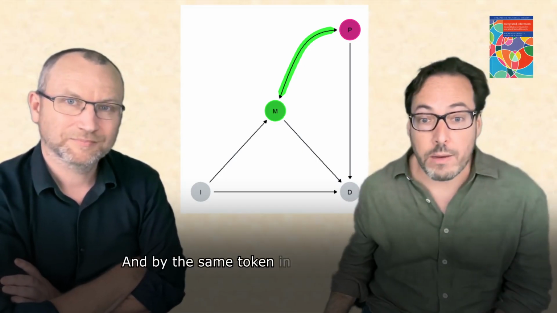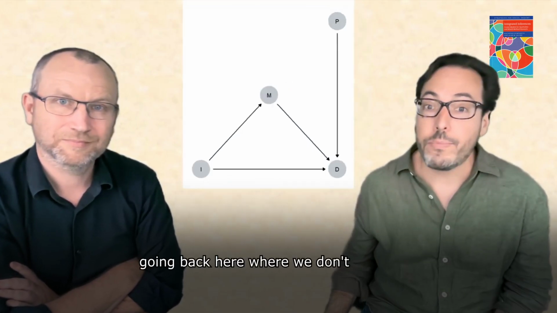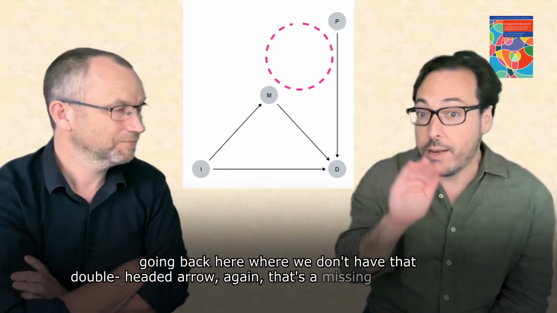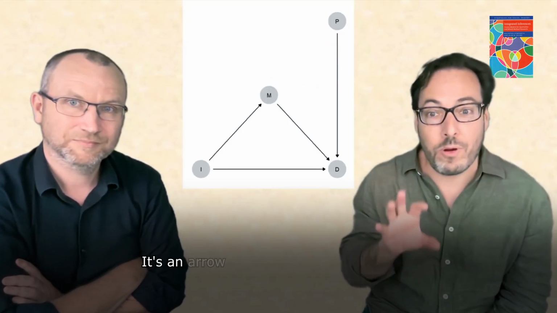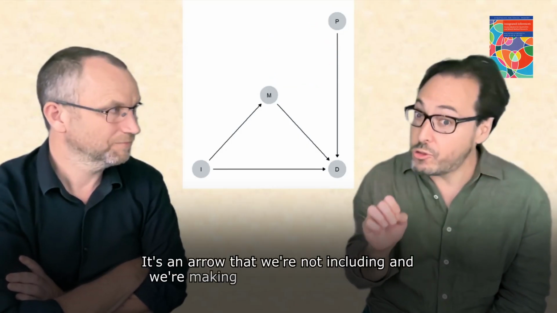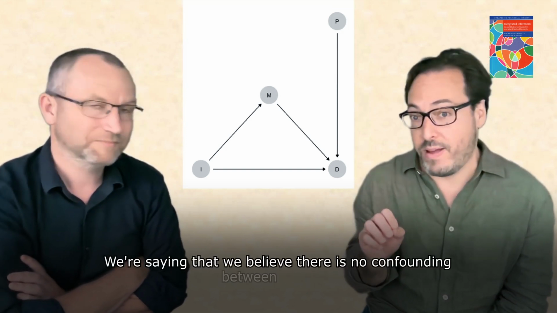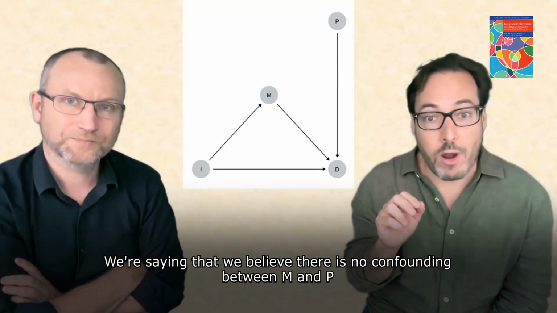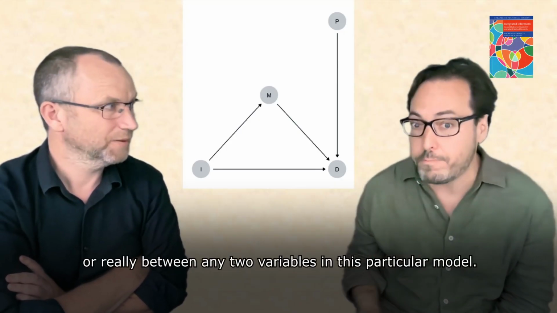And by the same token, in the previous version, going back here, where we don't have that double-headed arrow, again, that's a missing arrow in a sense. It's an arrow that we're not including, and we're making a strong statement there. We're saying that we believe there is no confounding between M and P, right? Or really between any two variables in this particular model.